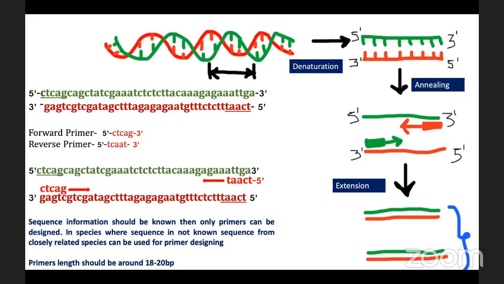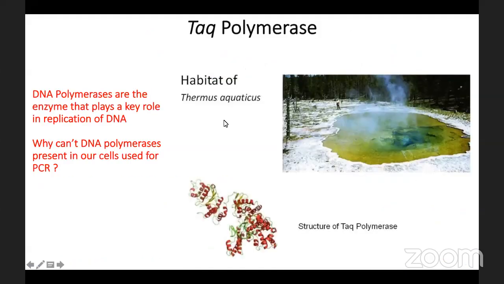Now the thing is about polymerase. All these reactions are going at a higher temperature, more than 60, 70, and even for denaturation we have 94 degrees centigrade. At that temperature, your polymerase won't be stable. So that's why we need a polymerase which is thermostable.